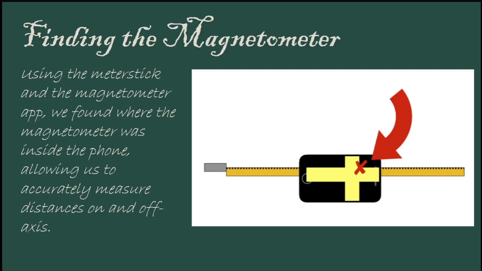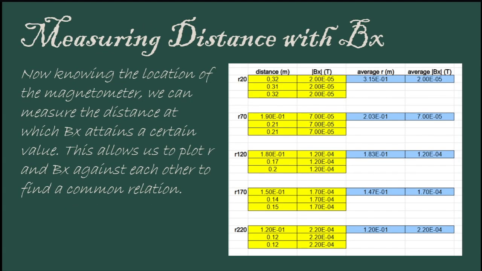Finding the magnetometer. Using the meter stick and the magnetometer app, we found where the magnetometer was inside the phone, allowing us to accurately measure distances off and on axis. Measuring distance with Bx. Now knowing the location of the magnetometer, we can measure the distance at which Bx attains a certain value. This allows us to plot R and Bx against each other to find a common relation.